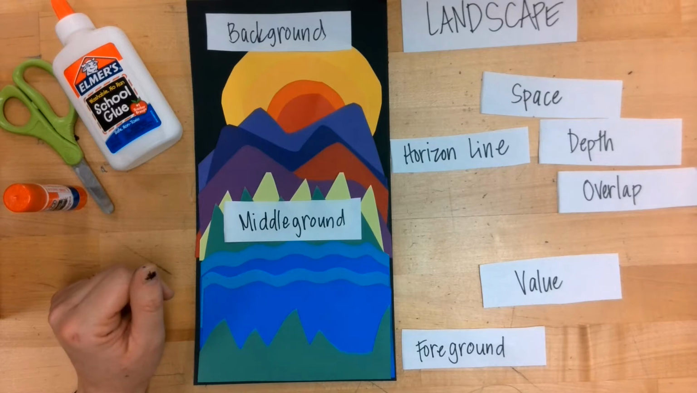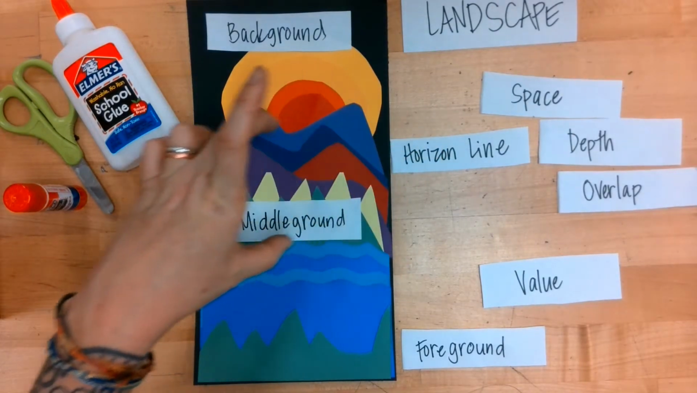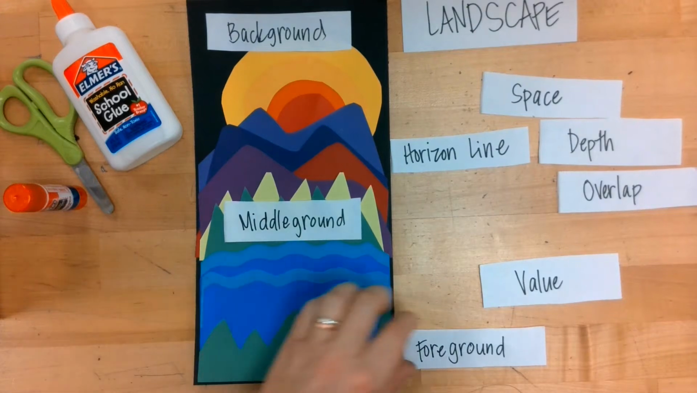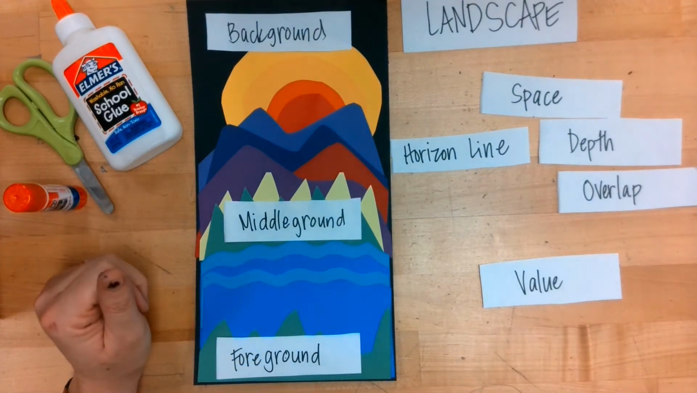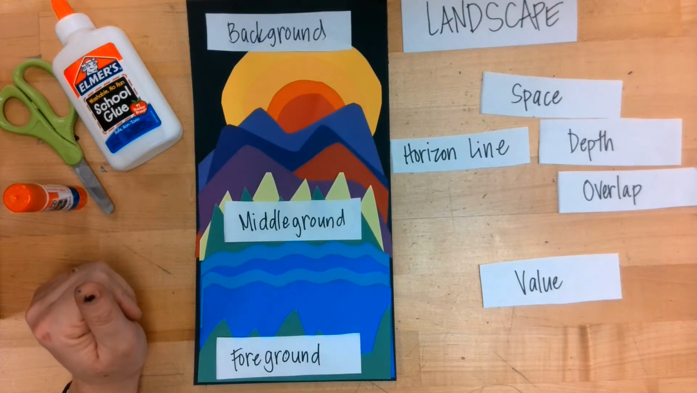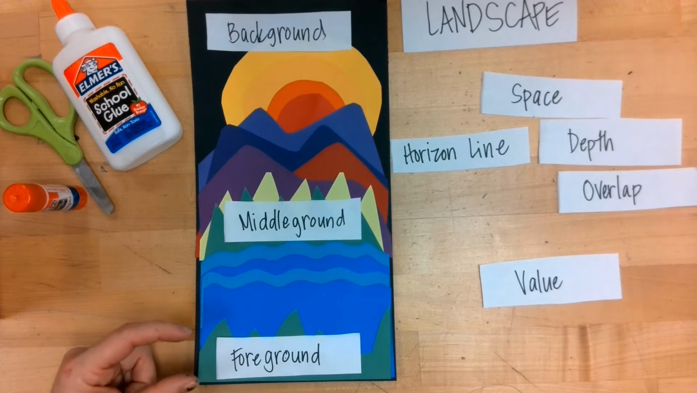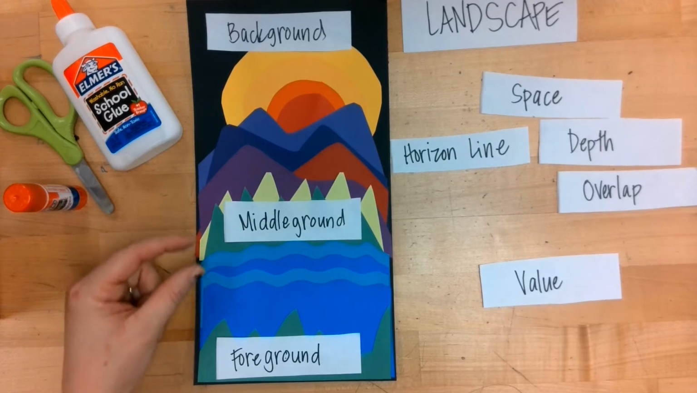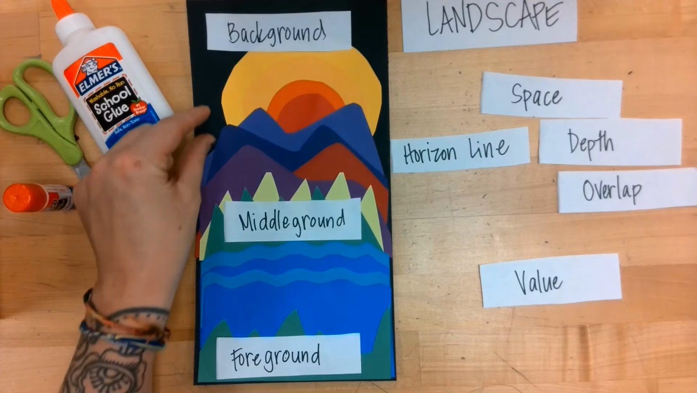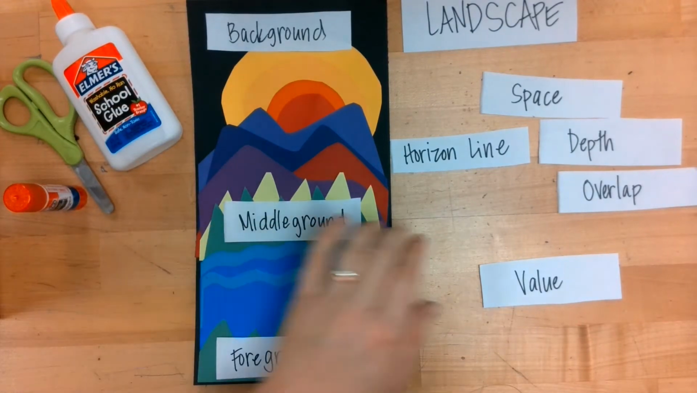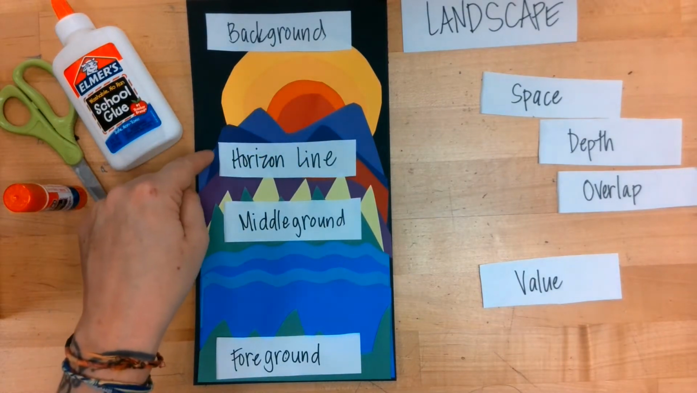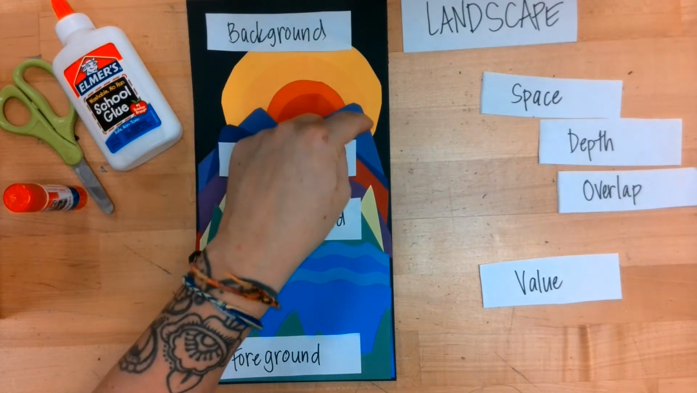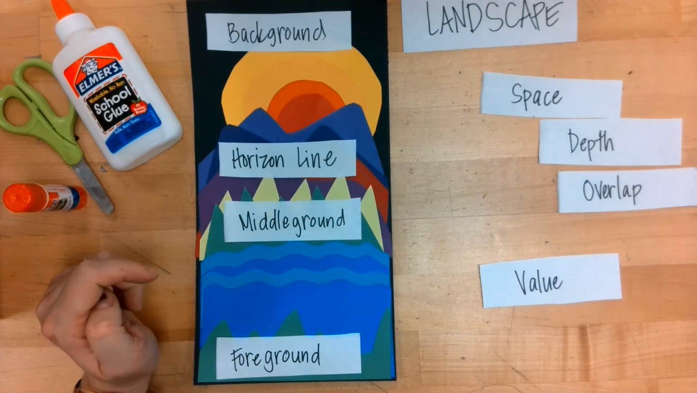Then we have the middle ground. We have the things that are happening towards the middle of our paper. And then we have the foreground. The foreground shows the objects that are the closest to us within a piece of art. Our foreground is at the bottom of our paper, and gradually as things get further away, they move up our paper. The horizon line is that imaginary line that separates the land and the sky.